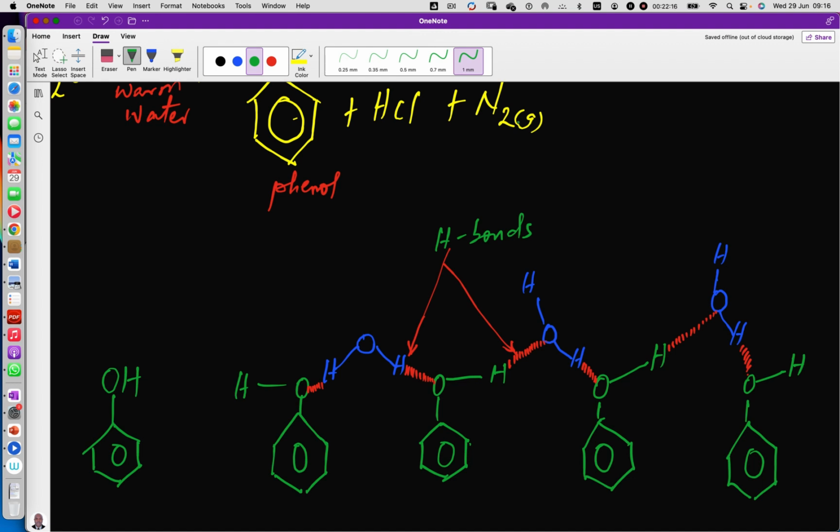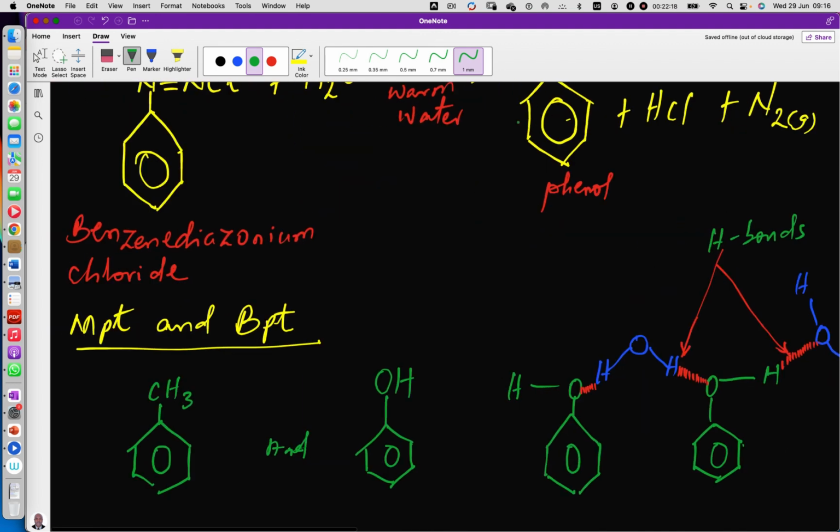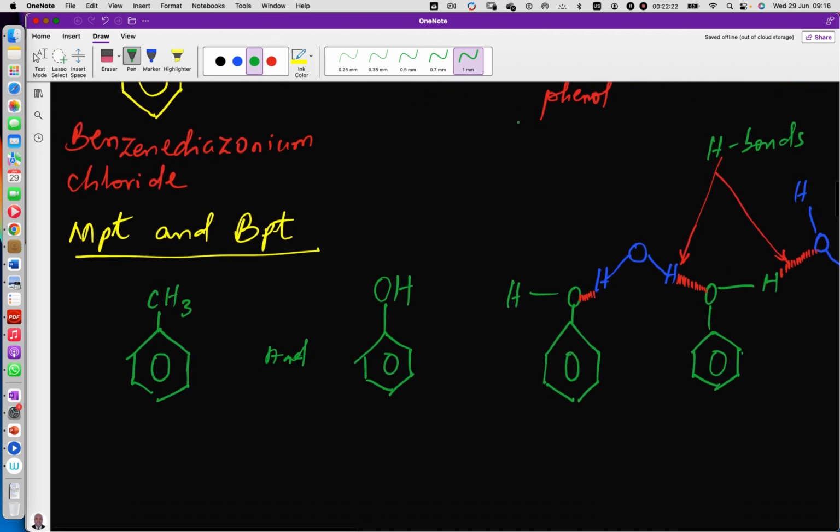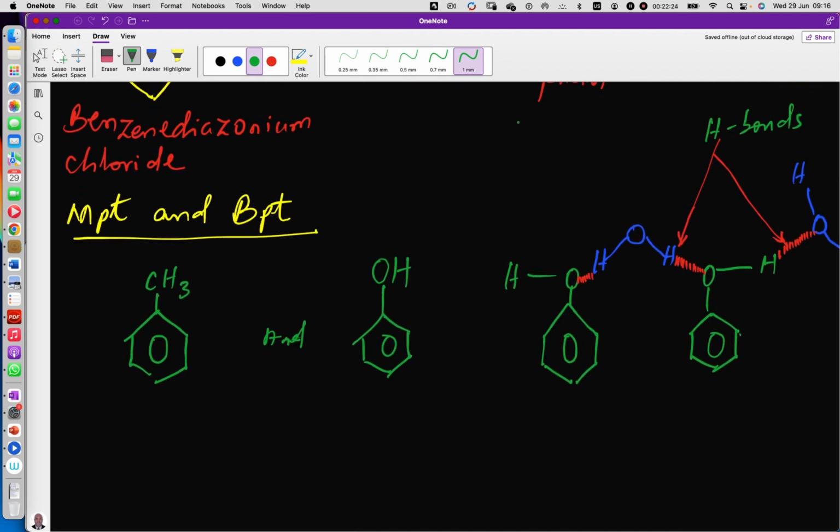Then again, we can go on to the acidity of phenol. Phenol is slightly acidic.